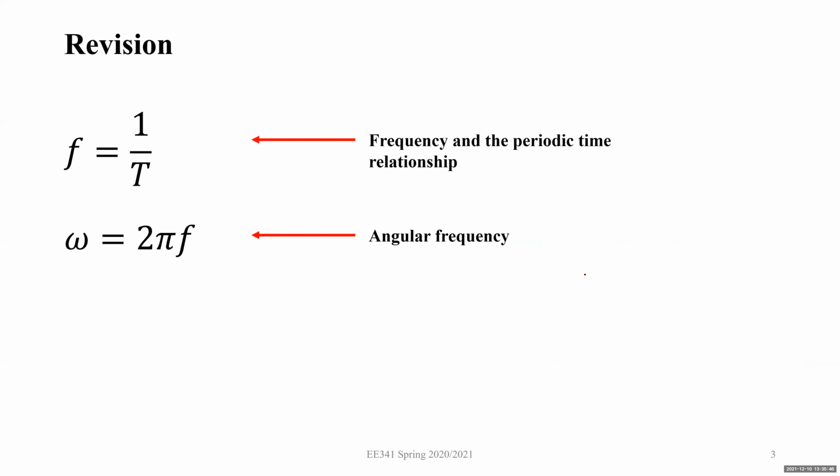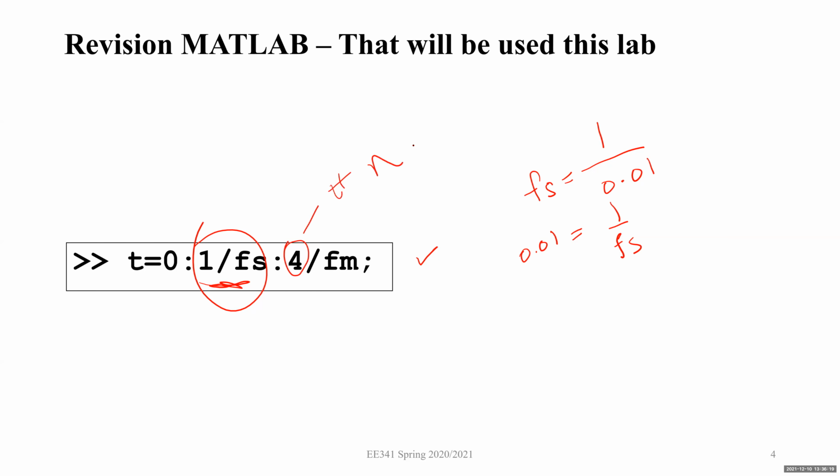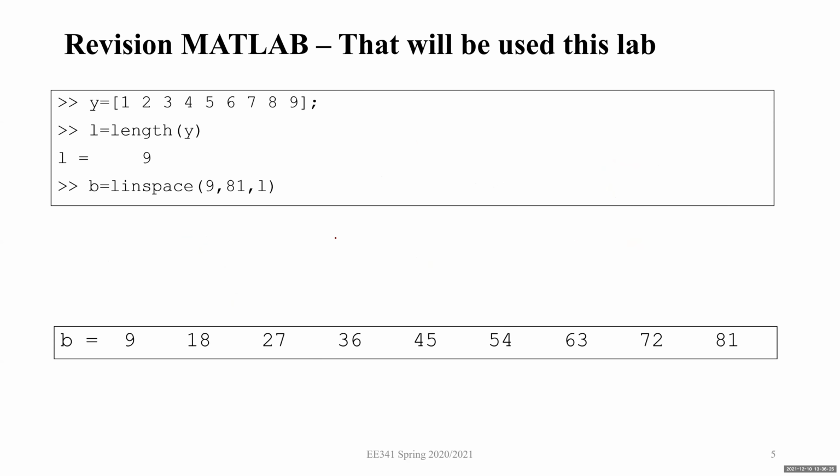Okay, so f is equal to 1 by T, you already know. Then omega is equal to 2 pi f. When I am doing the modulation, my time scale will be 0 to 1 by fs. This gives me the increment, because to find fs, I divide by the increment. So I can write the increment 0.01 is equal to 1 divided by fs. So this is just an increment. Then 4 is the number of cycles, and fm is the frequency of my message signal. Okay, then y is equal to 1 up to 9.